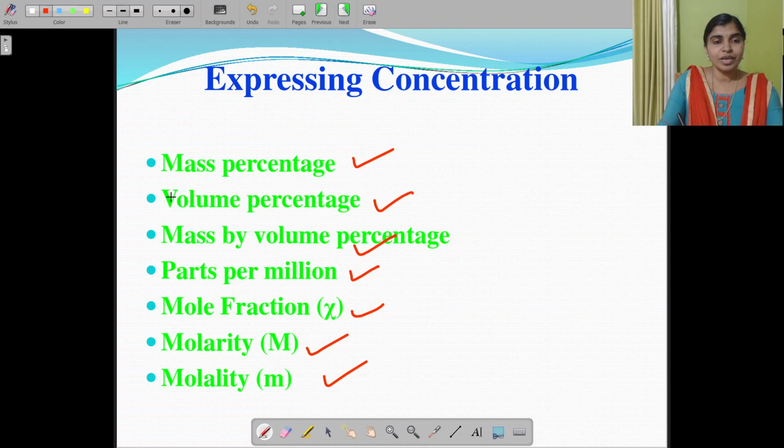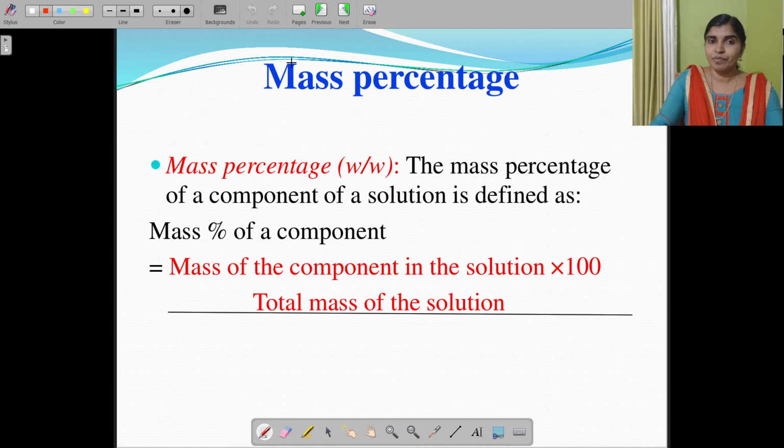After this, four are important. The first is mass percentage, the second is mole fraction, the third is molarity, and the fourth is molality. So these four methods are involved in our syllabus. We can discuss all these one by one. The first one is mass percentage. What is meant by mass percentage? That is mass of one of the components, here it may be solute, divided by total mass of the solution into 100.